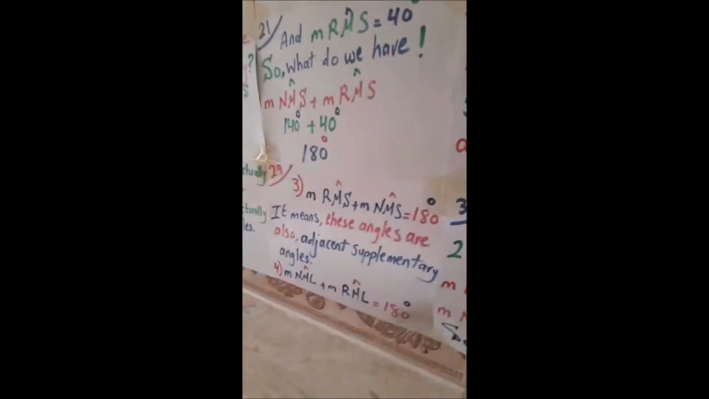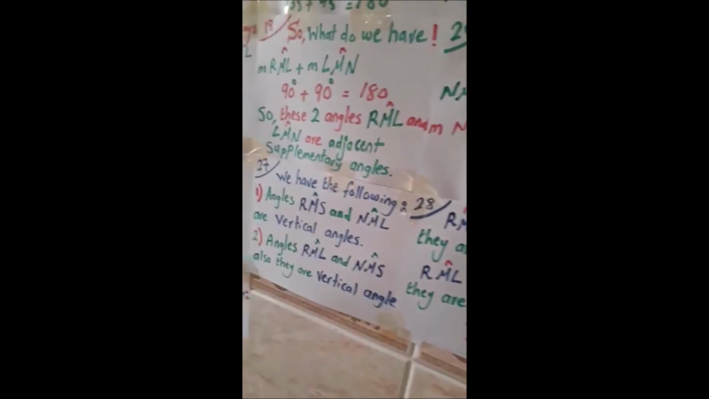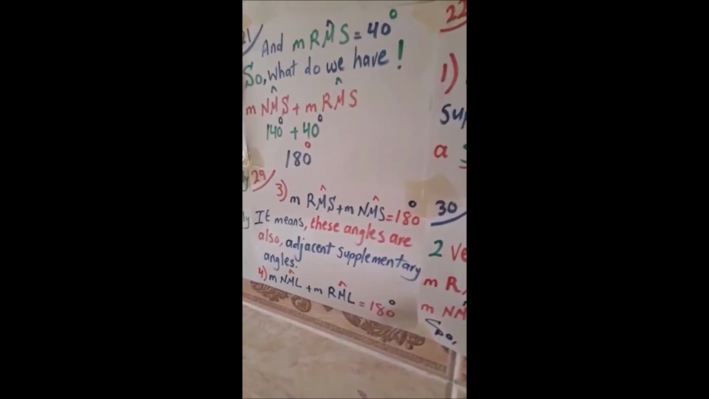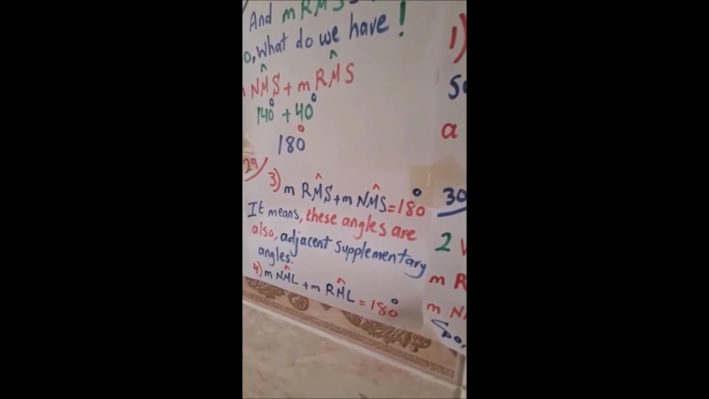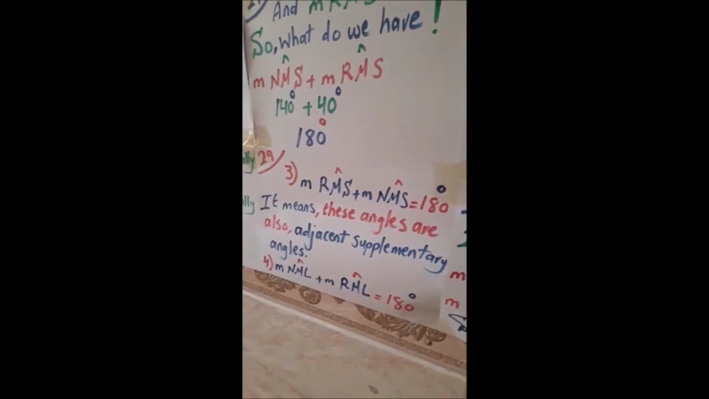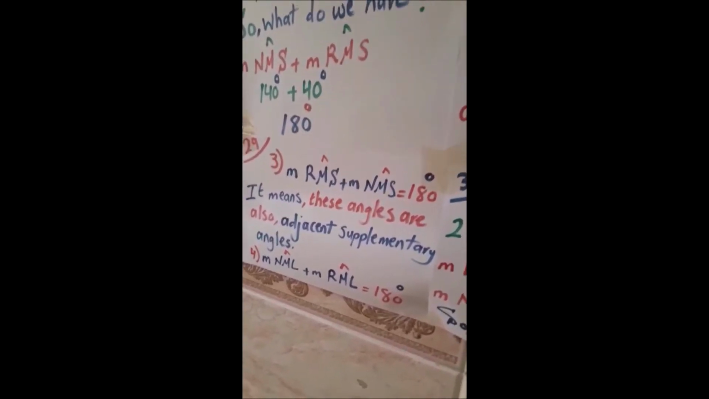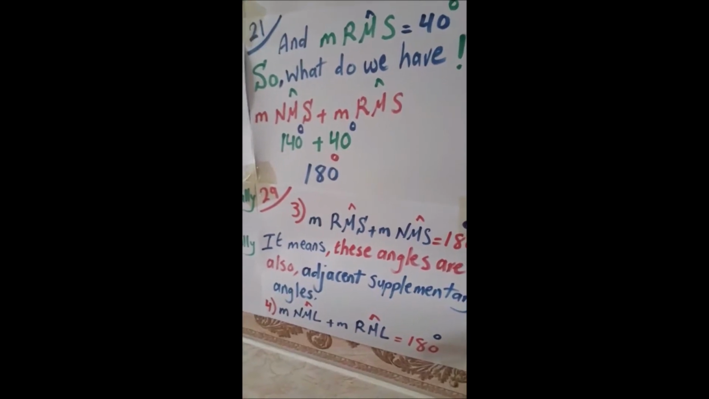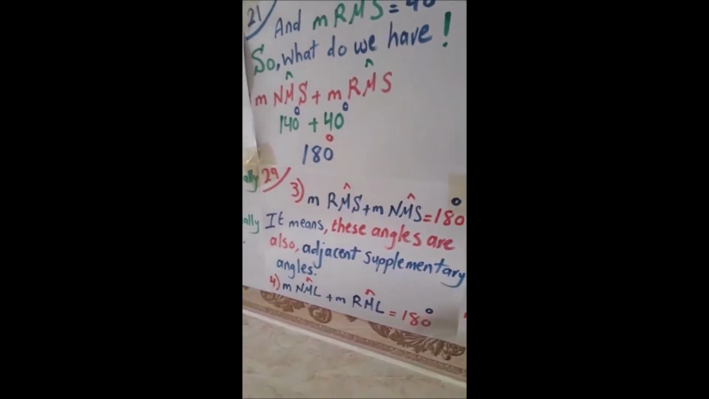So, what we conclude from number one and number two, we have number three. It says that the measure of RMS plus the measure of NMS equals 180. So again, these two angles are what? These two angles are adjacent supplementary angles. You are great, guys. And it is something so important.